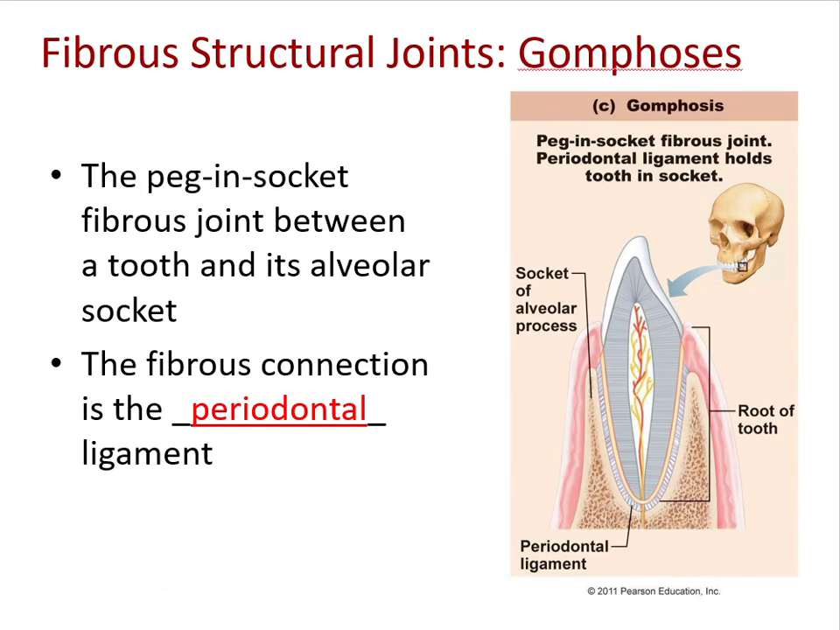And here's that gomphosis we talked about. The fibrous tissue here that's holding the tooth in its socket is called the periodontal ligament. So this is a peg and socket fibrous joint, and we see it here being pointed out in the mandible and how teeth fit into your jawbone. The teeth also fit into your maxillary bones, or the bones just below your nose. And so we do have these gomphoses, or this peg and socket joint, for both your upper and lower teeth.